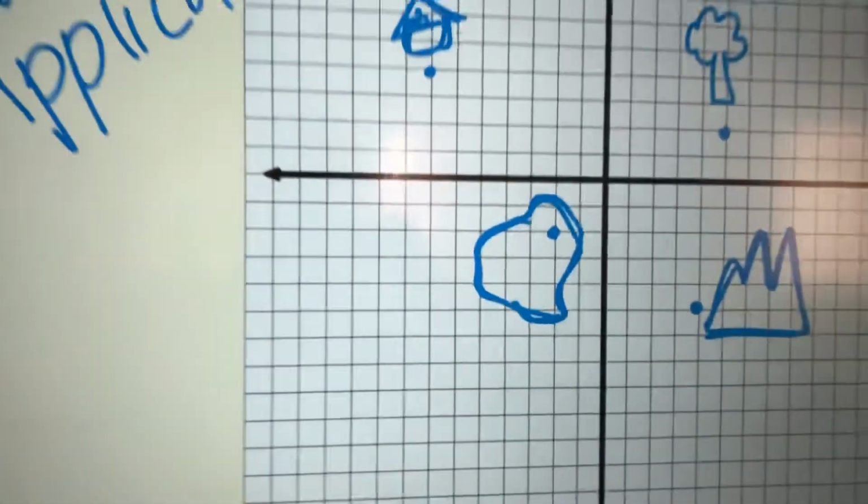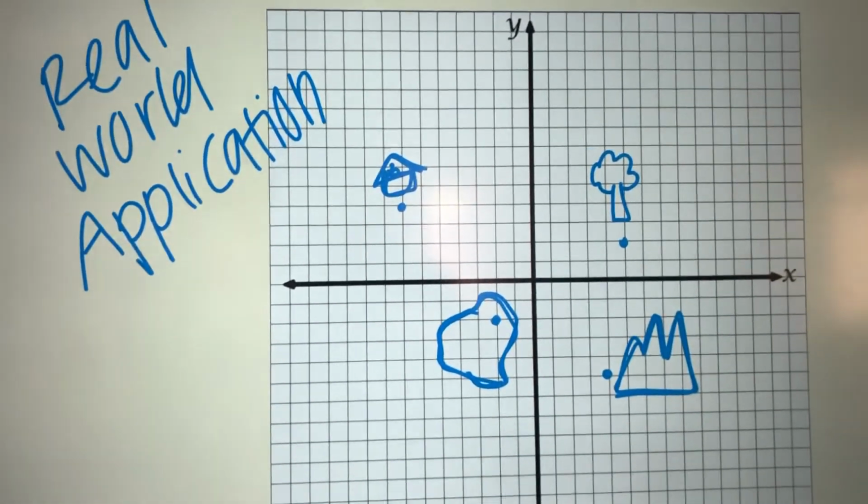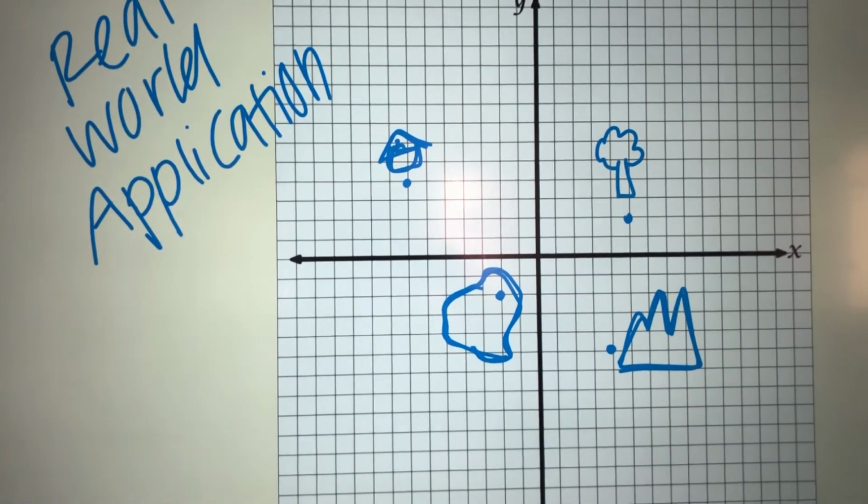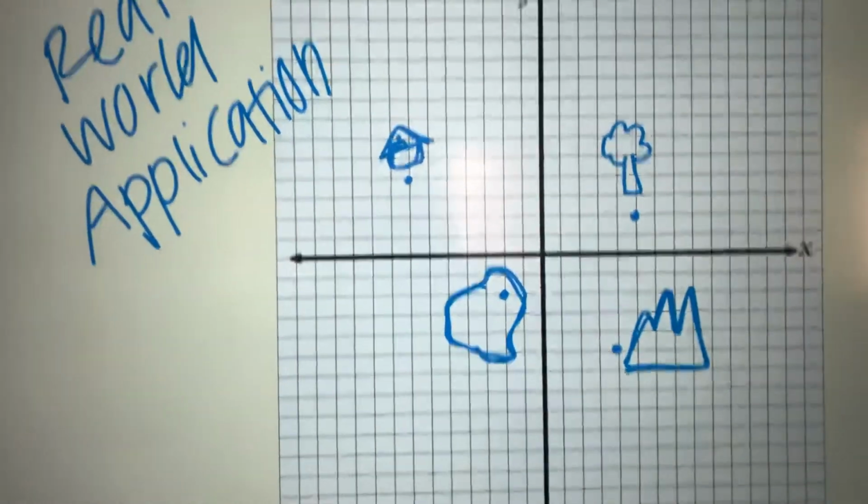Today's assignment is going to be looking at real-world application. When we talk about real-world application, you are going to have a lovely grid that looks just like this.